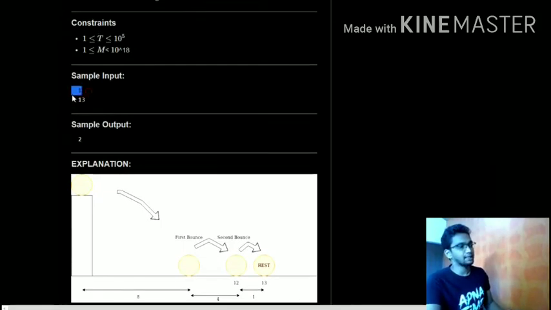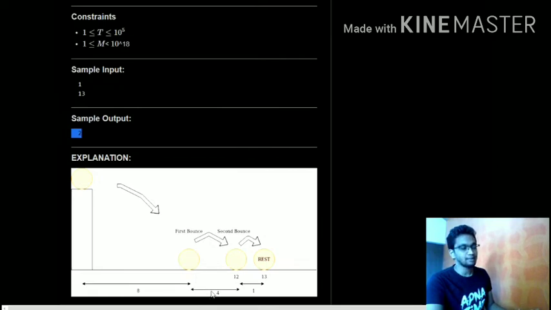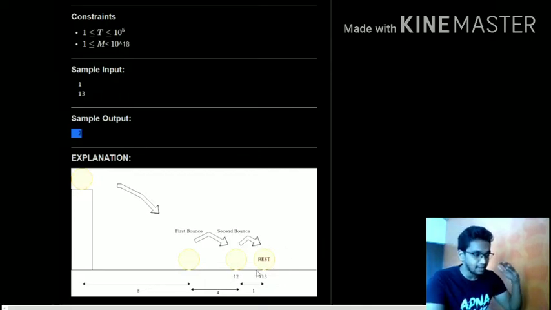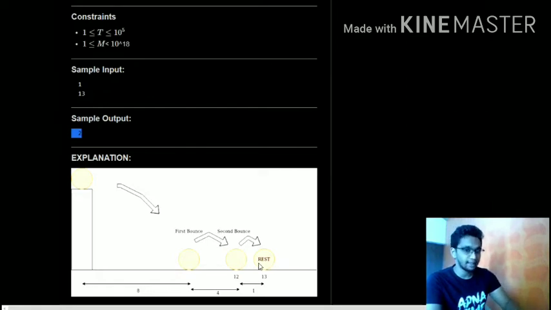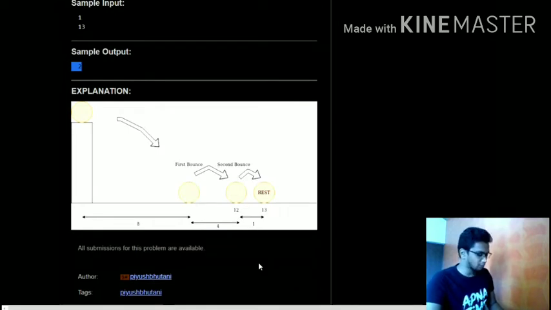Take the sample input. The one is the number of test cases, please ignore it. The second one is 13, that's the number given. The sample output is 2. In the first bounce the ball traveled 8 units, that is 2 power 3, in the second bounce the ball traveled 2 power 2, that is 4, and in the third bounce the ball traveled 2 power 0, that is 1. So the total number of bounces is 3, but we need to only count 2 bounces, as at the time of the third bounce the ball came to rest, and we should not count that as a bounce. How to approach this problem?